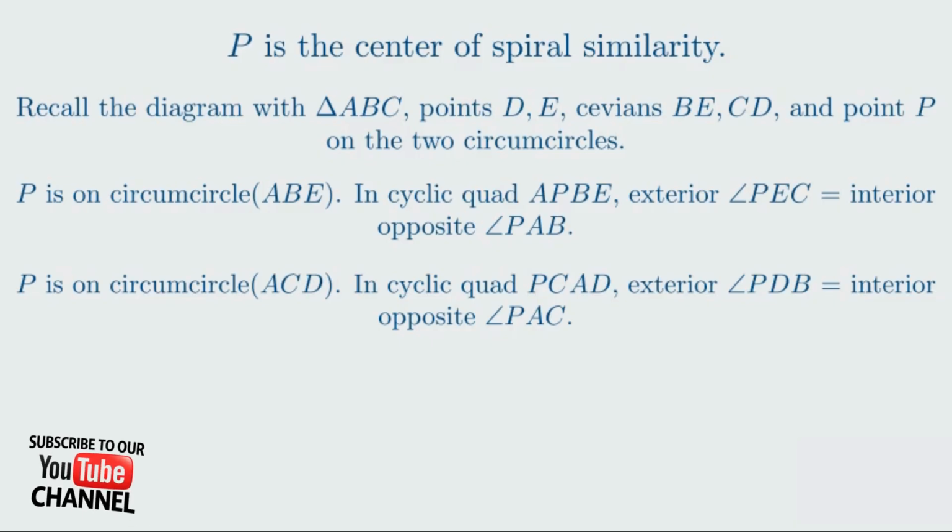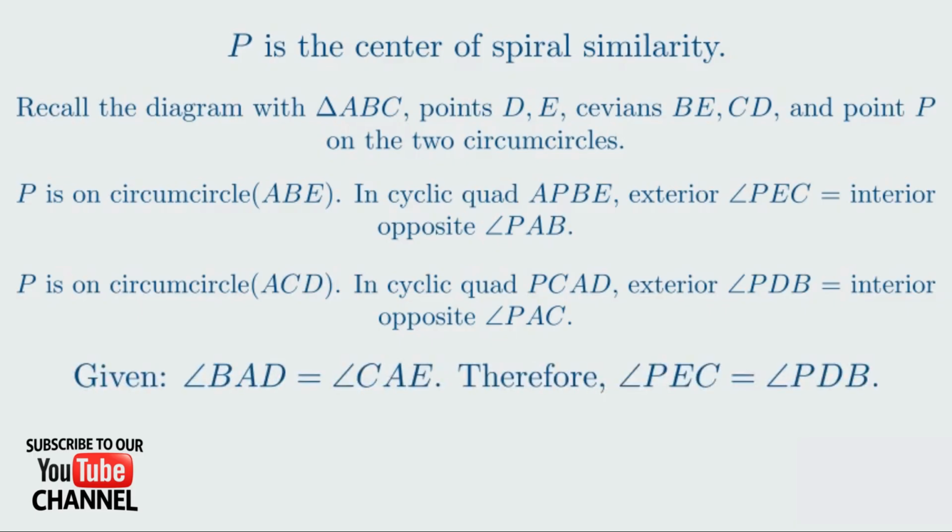We are given that angle BAD equals angle CAE. This tells us that the exterior angle at E, angle PEC, is equal to the exterior angle at D, angle PDB.